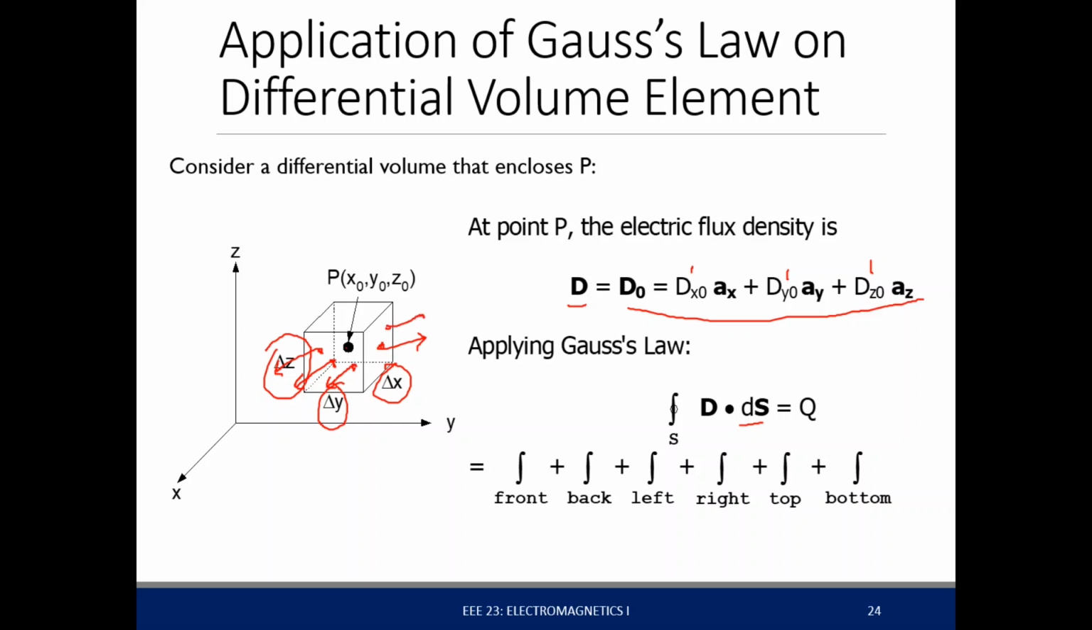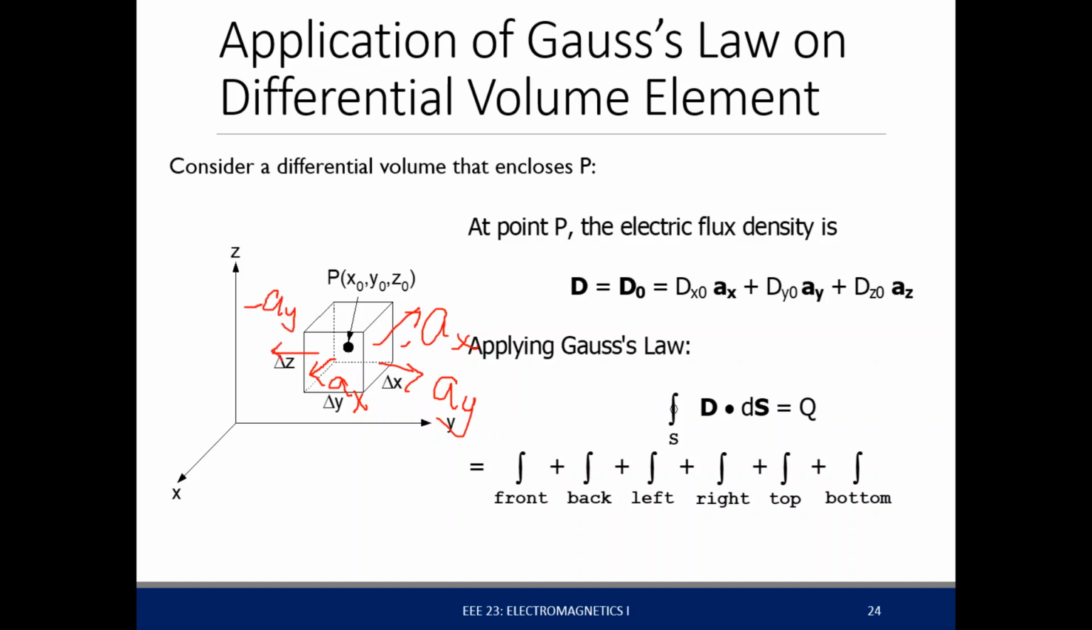For this side, it's ay. At this side, it's ax positive. At the back, it's ax negative. Here, it's ay. Here, it's negative ay. From here to the top, positive az. And finally, bottom, negative az.